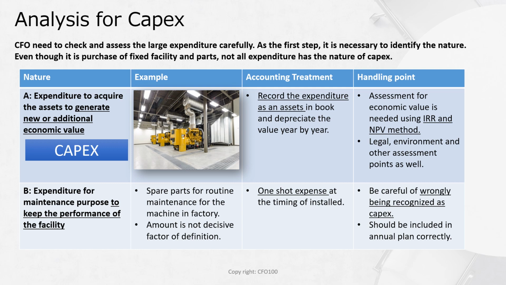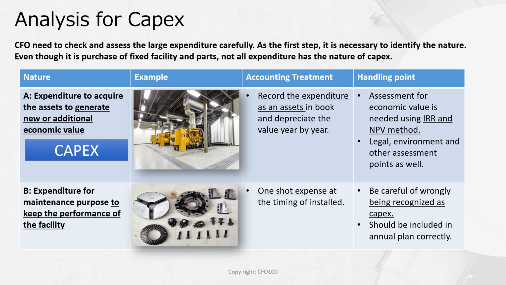On the other hand, there is category B expenditure. It is for maintenance purpose to keep the performance of the facility. As the small maintenance parts to replace year by year, it is easy for you to judge as a maintenance cost. But the amount is not the decisive factor for decision. Even though the amount is very huge, it can be regarded as a maintenance cost depending on the nature. We call it OPEX nature expenditure in other words.